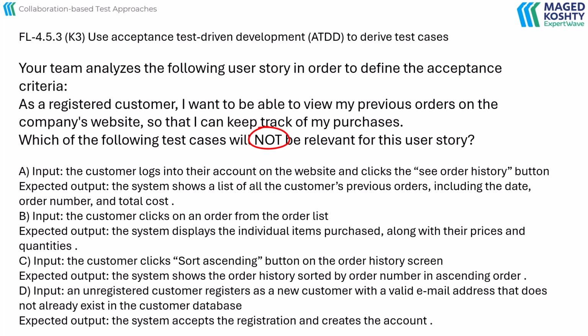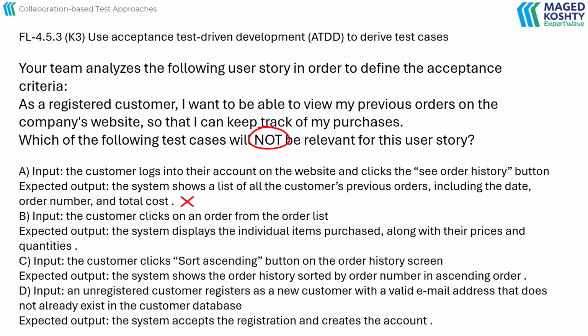A. Input. The customer logs into their account on the website and clicks the See Order History button. Expected output. The system shows a list of all the customer's previous orders, including the date, order number, and total cost. This is a valid test case as it is related to viewing previous orders in the order history.